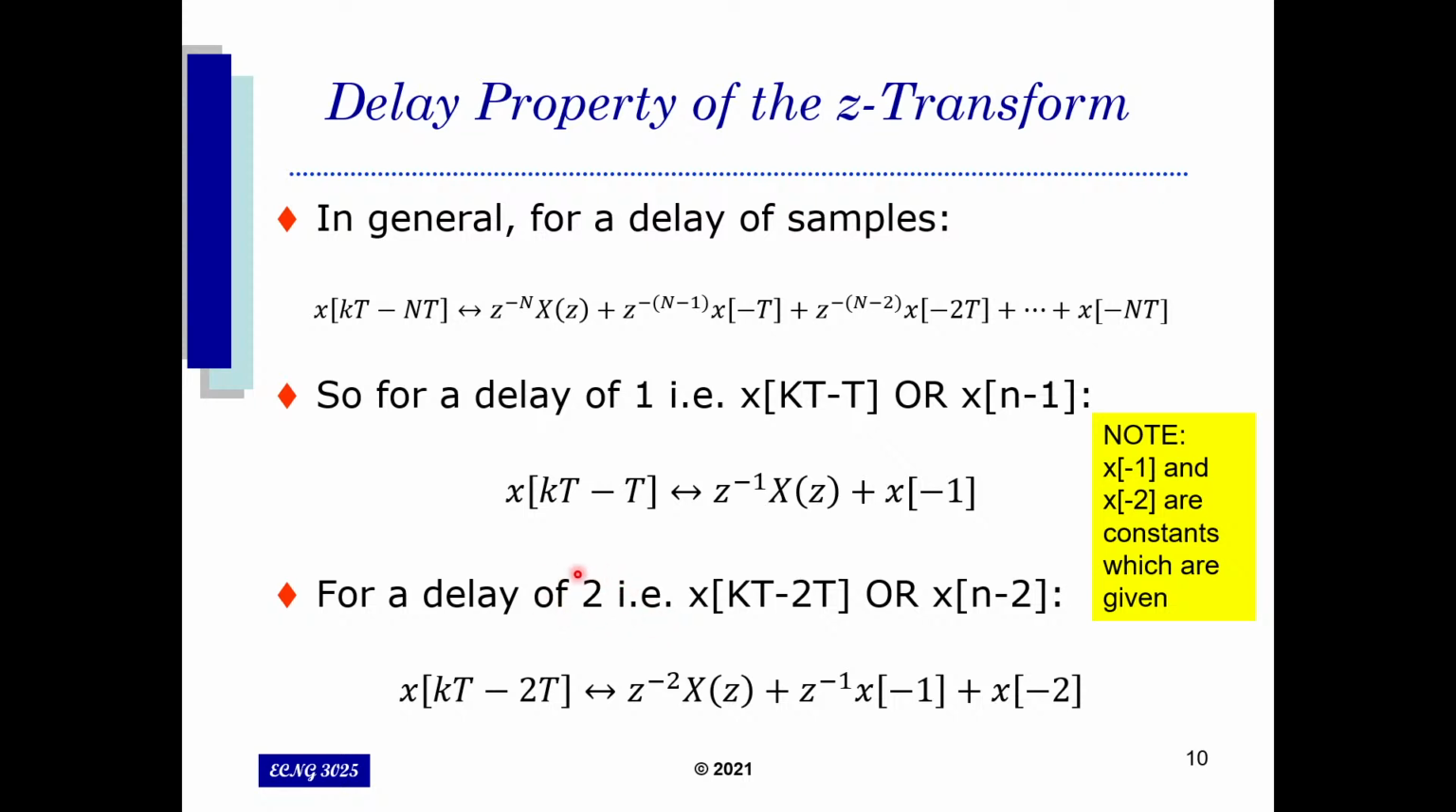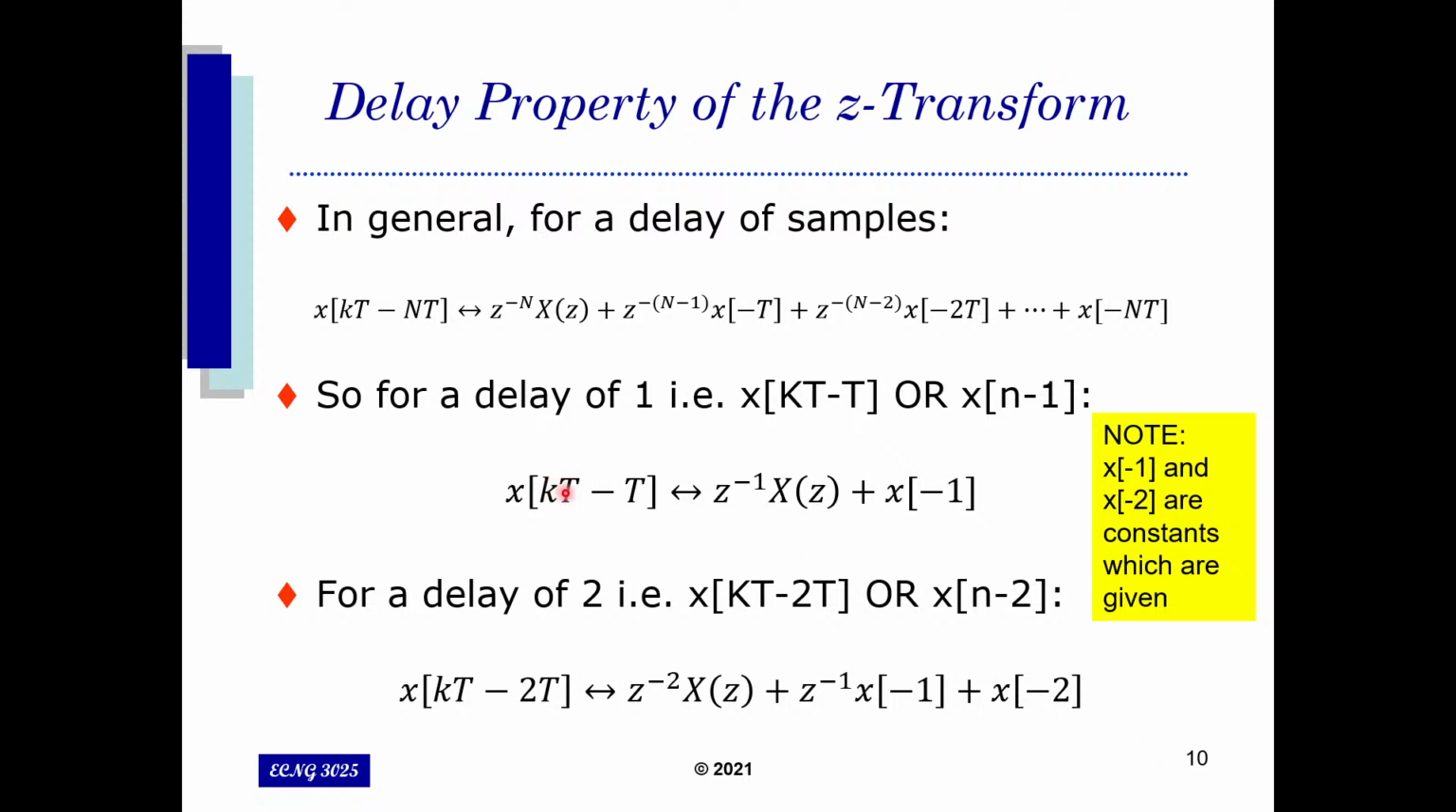Similarly, for a delay of 2, which is going to be x of kT minus 2T, or x of n minus 2, we see that the equation expands out to accommodate for this minus 2 accordingly. So now this becomes z to the negative 2 X of z plus z to the negative 1 x of negative 1 plus x of negative 2. X of negative 1 and x of negative 2 are constants which are going to be given to you in general.